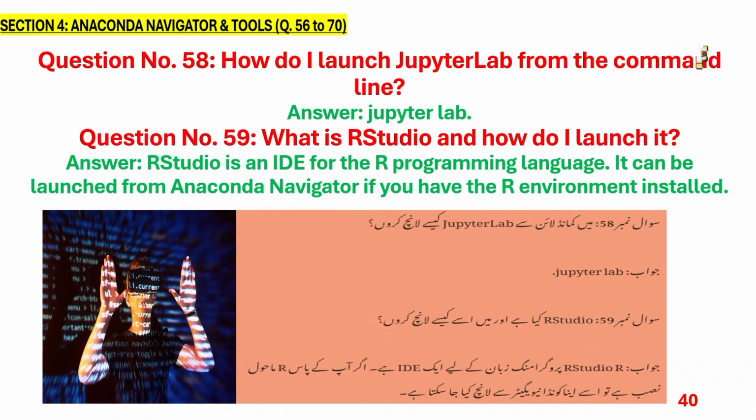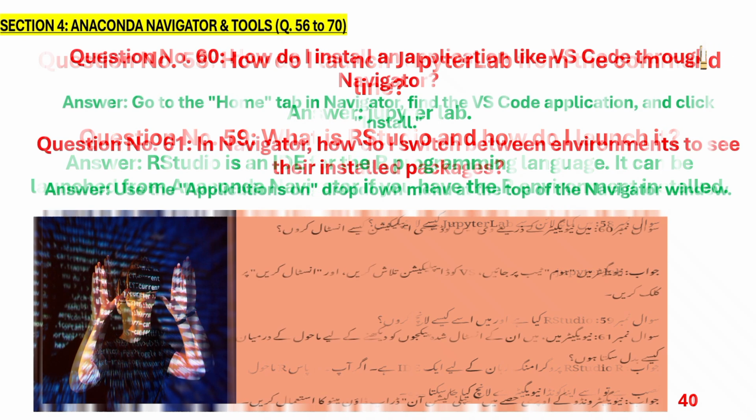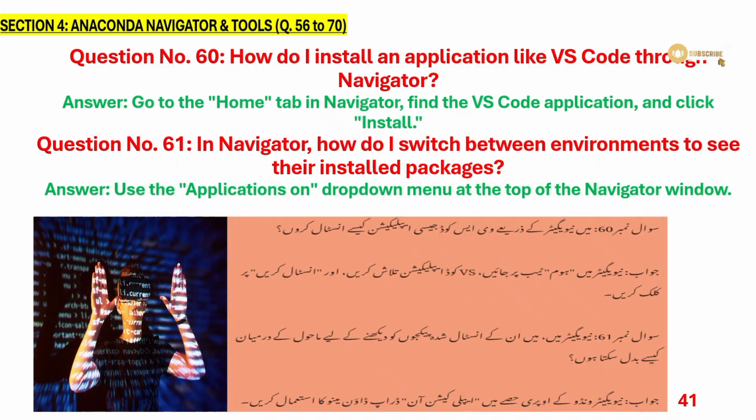Question number 59. What is RStudio and how do I launch it? Answer: RStudio is an IDE for the R programming language. It can be launched from Anaconda Navigator if you have the R environment installed. Question number 60. How do I install an application like VS Code through Navigator? Answer: Go to the Home tab in Navigator, find the VS Code application, and click Install.